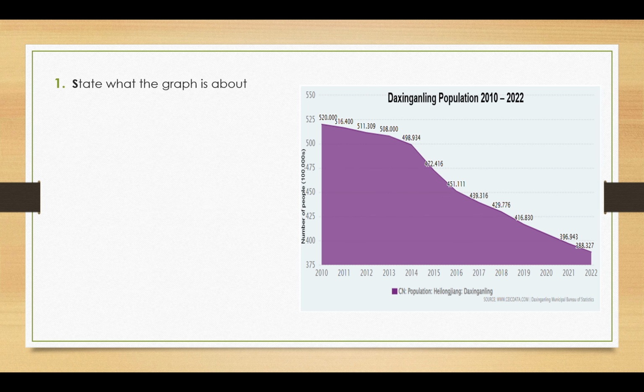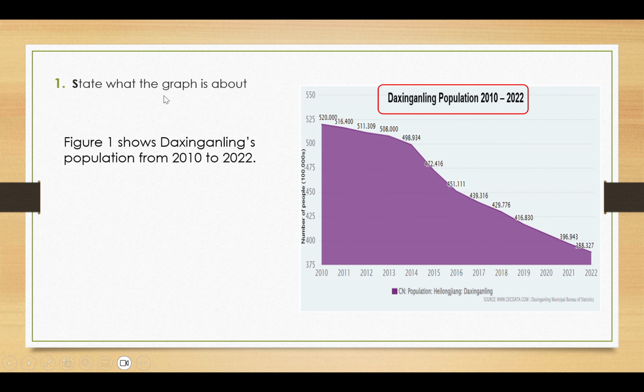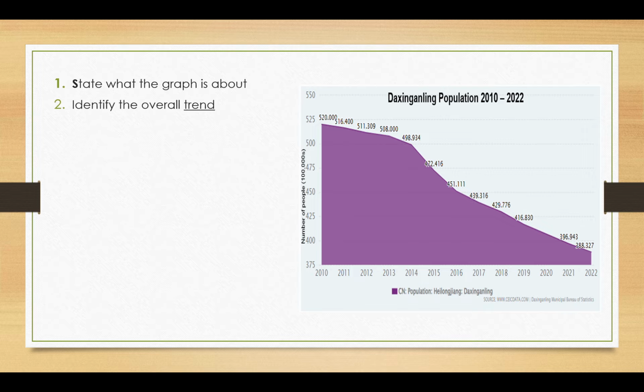Okay, now looking at graphs. Here we have a graph showing the population of Dashinganling. Sorry, I should have checked the pronunciation before. From 2010 to 2022. So first part, what is a graph about? Figure 1 shows Dashinganling's population from 2010 to 2022.